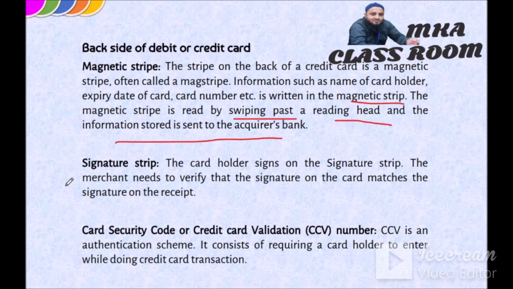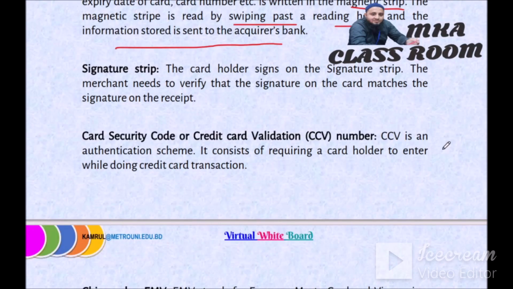Card security code or verification code or PIN number. Credit card validation, CCV number. CCV is an authentication scheme. It consists of requiring a card holder to enter it while doing credit card transactions.